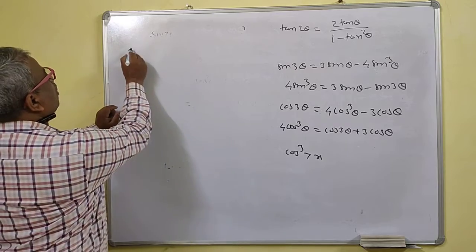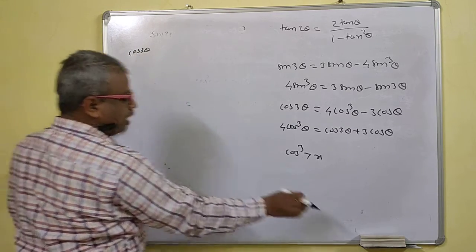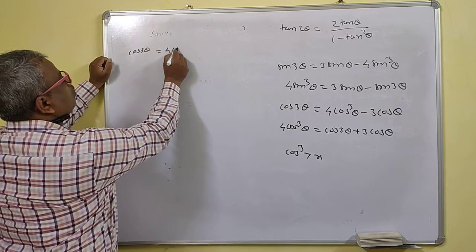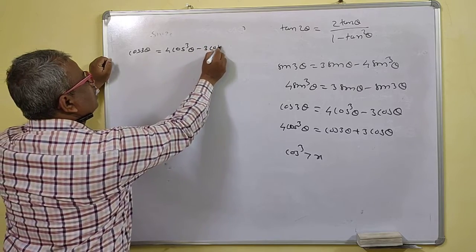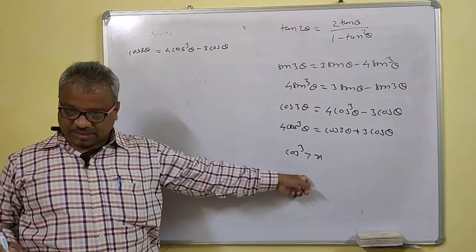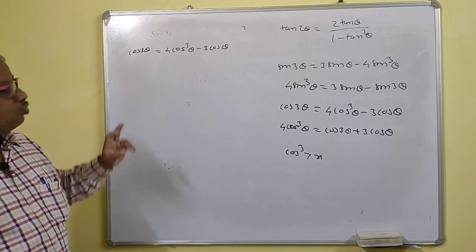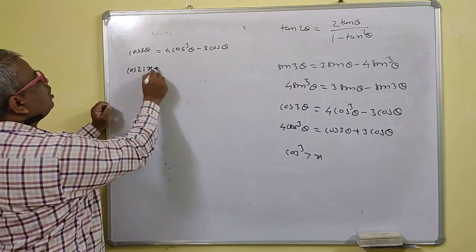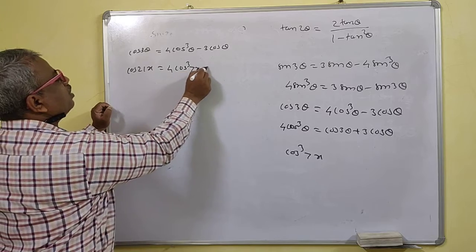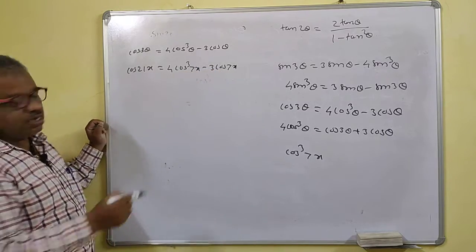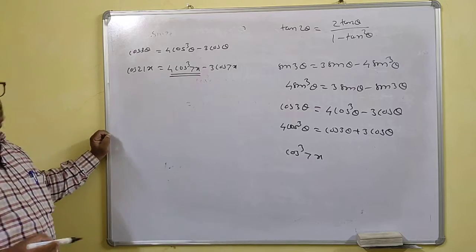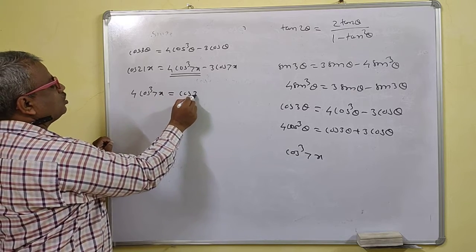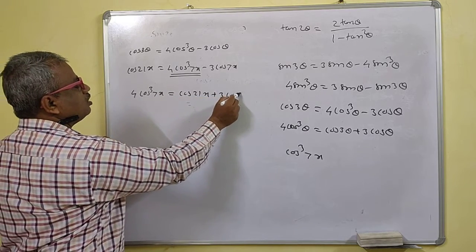In the formula for cos 3 theta, there is the cos cube. Cos 3 theta is 4 cos cube theta minus 3 cos theta. Now what you want is cos cube 7x, so we write theta as 7x. If theta is 7x, we get cos 21x equal to 4 cos cube 7x minus 3 cos 7x. We shift it, so 4 cos cube 7x is equal to cos 21x plus 3 cos 7x.